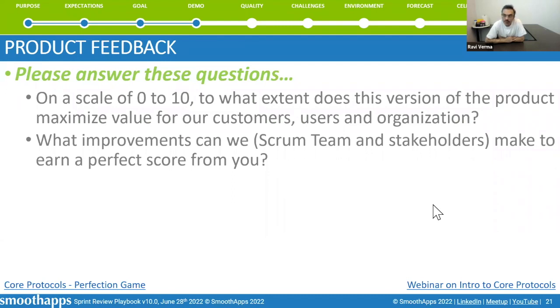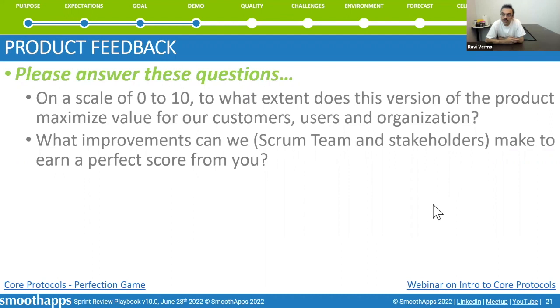This is a technique called perfection game from Core Protocols. I learned that from an amazing PST, Ralph Jocham. He did a webinar on this topic, which is available as a clickable link on the slides. So ask them this question. On a scale of 0 to 10, to what extent did we maximize value? And the perfection game says for every point below 10, let's imagine a stakeholder who's always critical says, this is horrible, I'll give you a 0 out of 10. Fantastic. How can we improve so that next time we get a 10 out of 10?